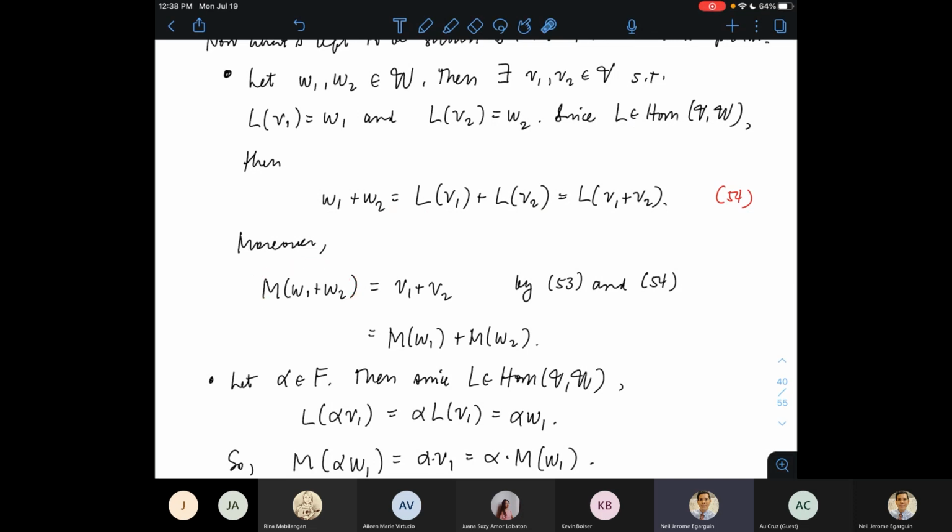Because remember from equation 53, our definition of M of W is equal to V provided L of V is equal to W. Okay? But I know that L of V1 plus V2 is equal to W1 plus W2. So when I put W1 plus W2 inside M, I should get back V1 plus V2. By the way, I defined M in equation 53. And so this statement holds.